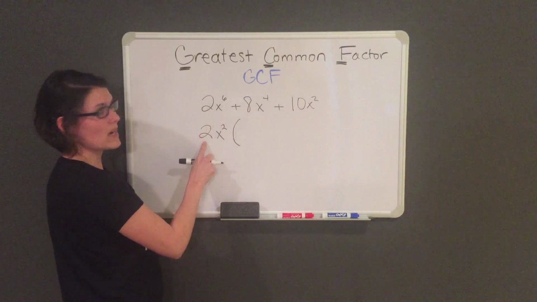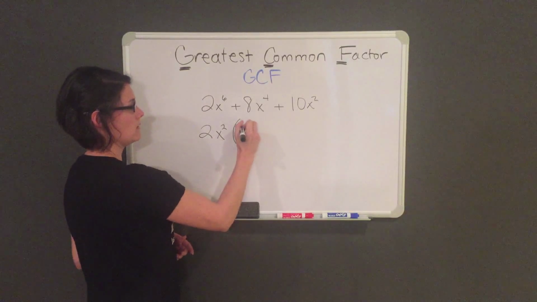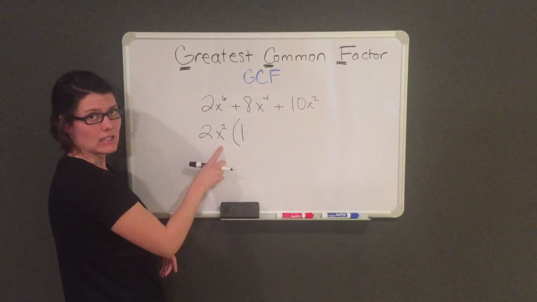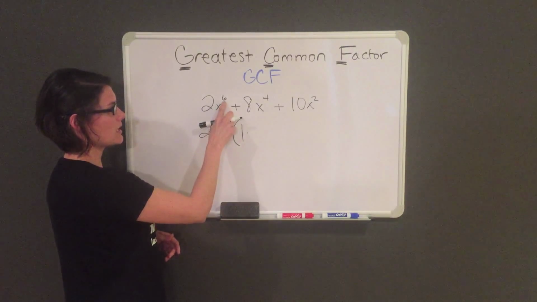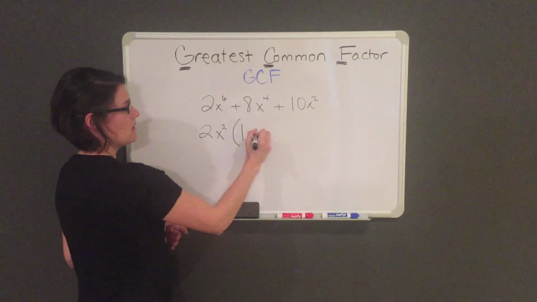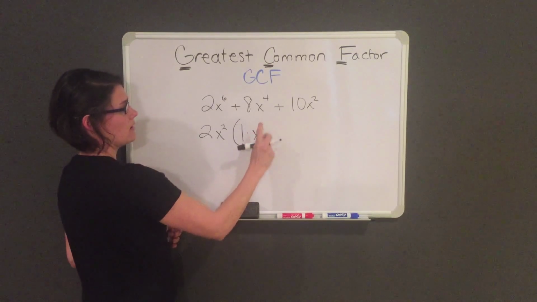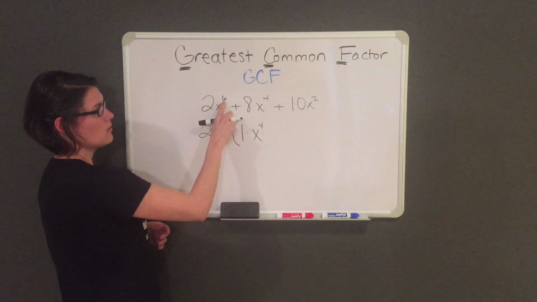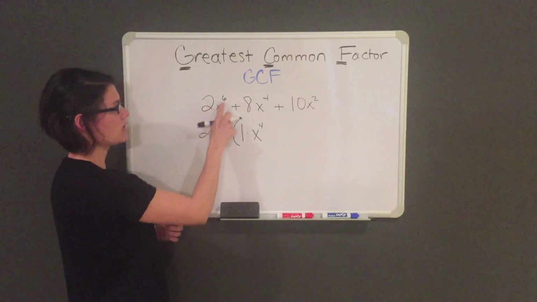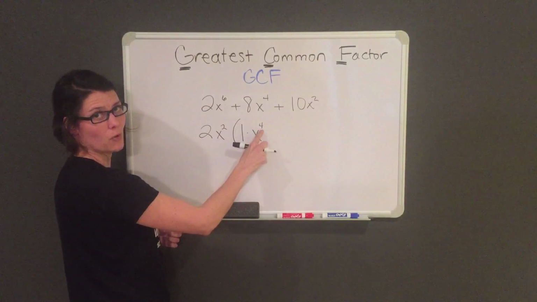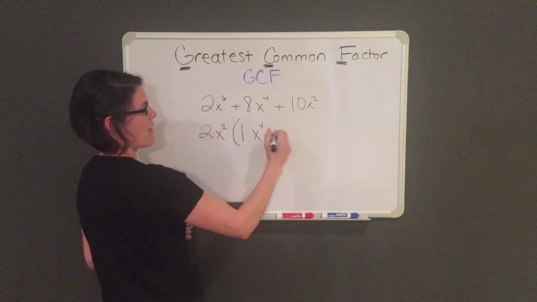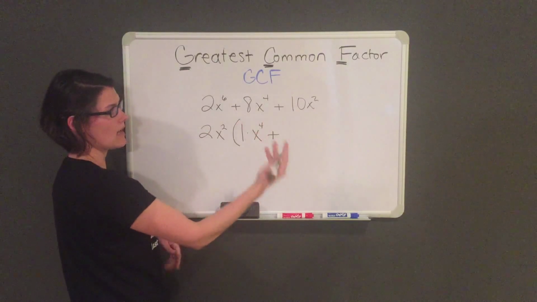So 2 divided by 2 is 1. We actually are dividing our letters in this example. X to the 6th divided by x squared is going to end up with x to the 4th. And to get the 4, you subtract your exponents whenever you divide. So 6 minus 2 is 4. That term is finished. So now I'm going to have a plus sign, and I'm going to do it again.